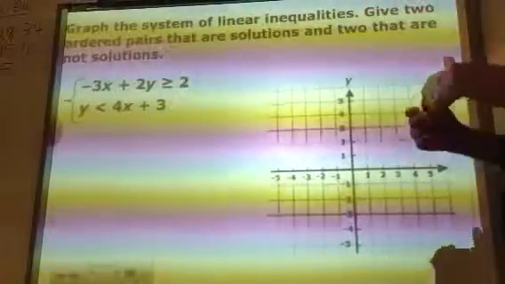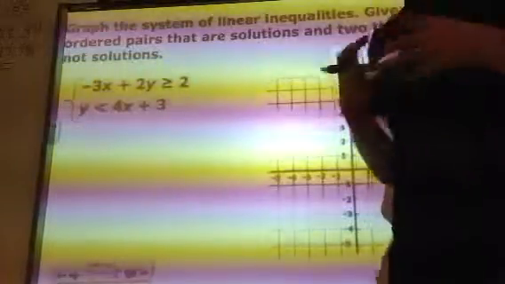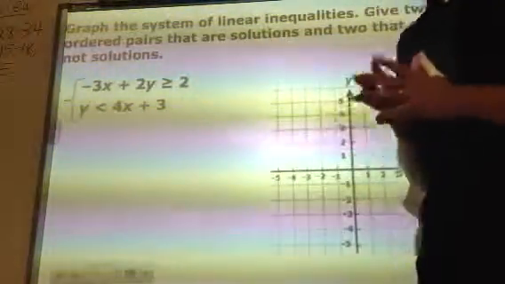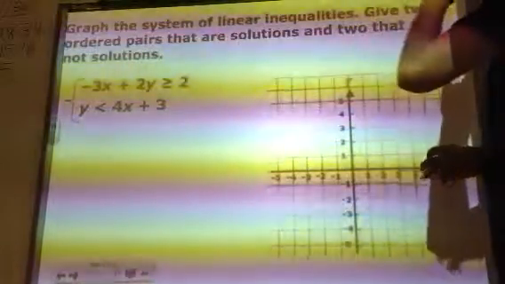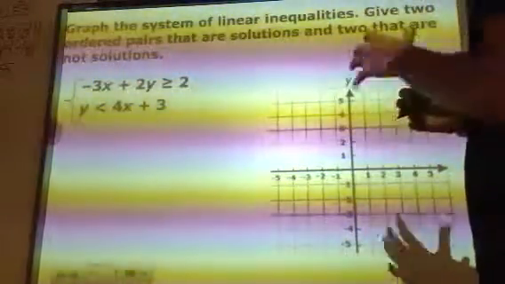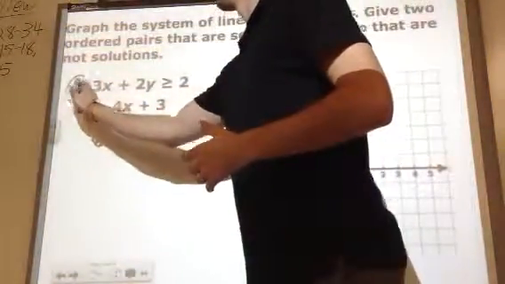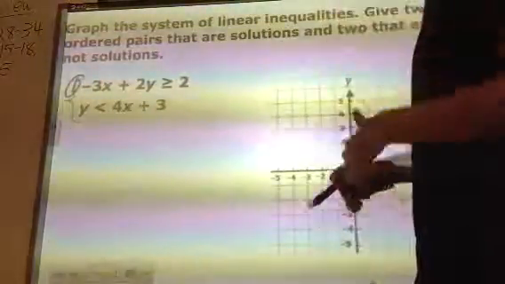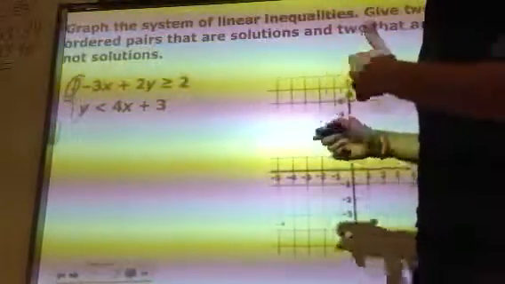Okay? So with systems of inequalities, we're still looking for points that make both of these inequalities true. That's going to look a little bit different. When we are looking for solutions of systems of linear inequalities, we're going to graph both of these inequalities. So we're going to get both of our inequalities in slope-intercept form.